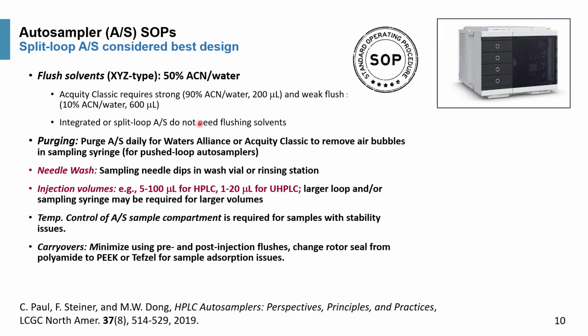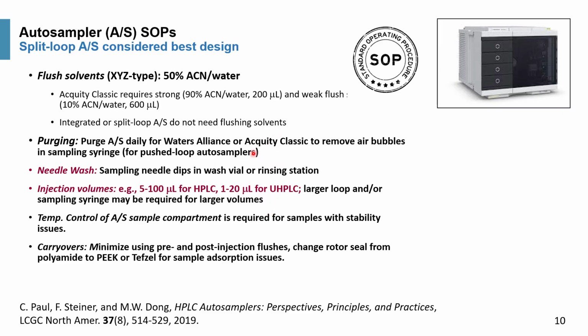Now there's a type which is perhaps a little bit less popular. It's called the XYZ type, and it requires different types of flush solvents. For example, using Acquity Classic, they require 2 types of purging fluids, shown here, and an injection mode typically called pull-through-needle. But any integrated or split loop autosampler does not need a flushing solvent, which is quite helpful.